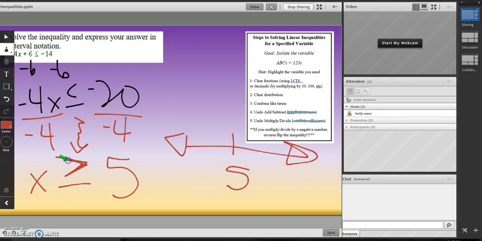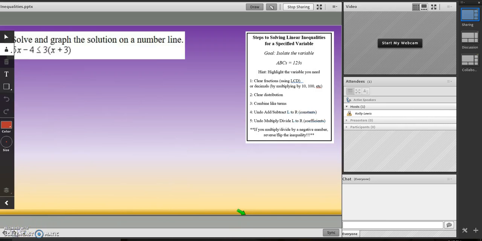And this points to the right, so I'm going to shade everything over here to the right, and it's equal to, right here is equal to, so I'm going to do a bracket or a closed circle, and then I need to write interval notation, so I'm going to do bracket 5, comma, and then it goes everything bigger, so it goes to infinity, like that. Let's do this guy.